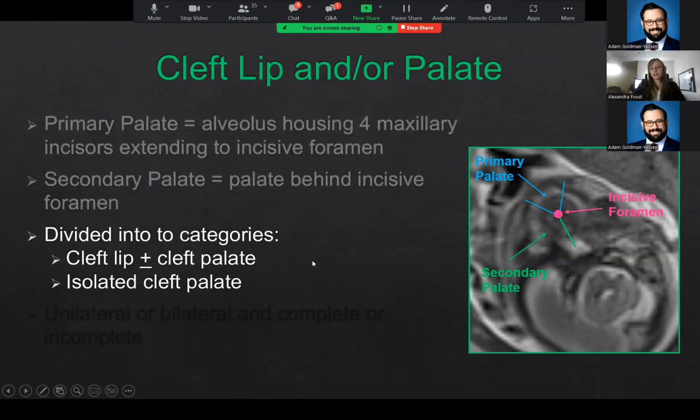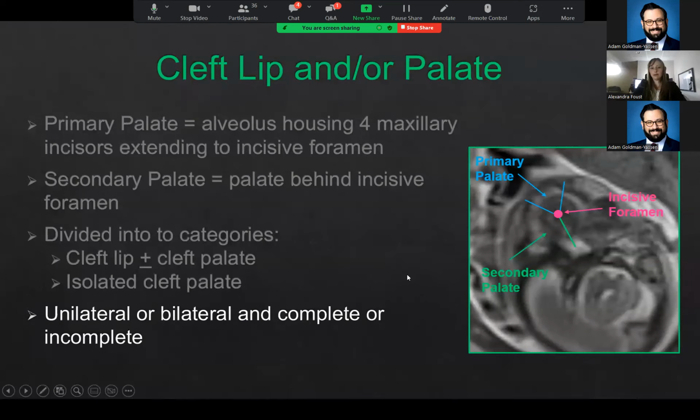And so when you're talking about a cleft palate, cleft lip, we kind of want to distinguish what we're dealing with. So you can either have a cleft lip plus or minus a cleft palate, or you can just have isolated clefting of the secondary palate. You don't generally have an isolated cleft primary palate without lip, but I suppose it's possible. And then you want to talk about whether you have unilateral or bilateral clefting and whether you have complete or incomplete clefting.